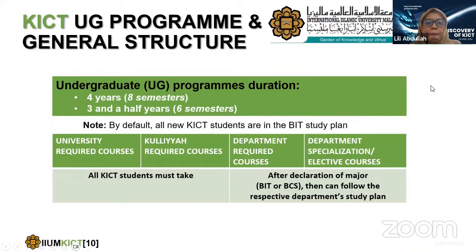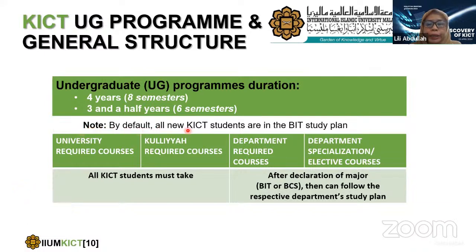Right. So this is the general structure of our UG program. We have 4 years. You should be able to complete within the 4 years period, 8 semesters, and probably less than that. You can do that in 3.5 years, 6 semesters.